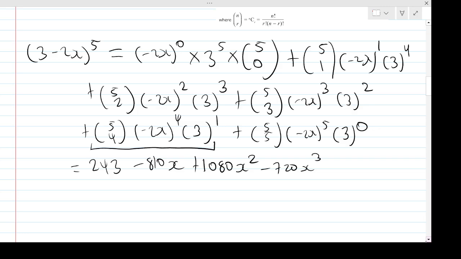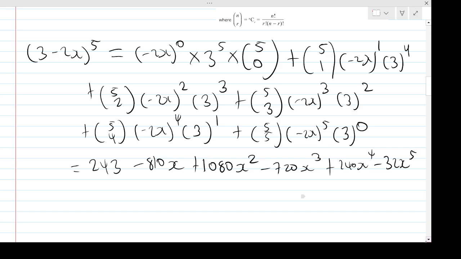Then we times by 3. Well, 3 to the power 1 is just 3. That would get us plus 240x to the 4. And then lastly, we have this term. Our 5 choose 5 firstly is 1. Then we have minus 2 to the 5, which is minus 32. And then 3 to the 0 is just 1, because anything to the power 0 is 1. So overall we've got minus 32x to the 5. And there we are.